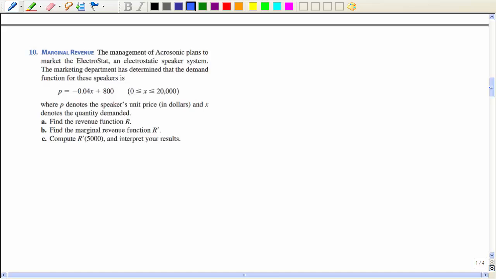We're going to be talking about revenue and profit, and all of that we should have learned from Chapter 2. So let's see, what have we got here? We have a demand function, where P denotes the speaker's unit price and X denotes the quantity demanded. So find the revenue. Okay, so what is the revenue function?